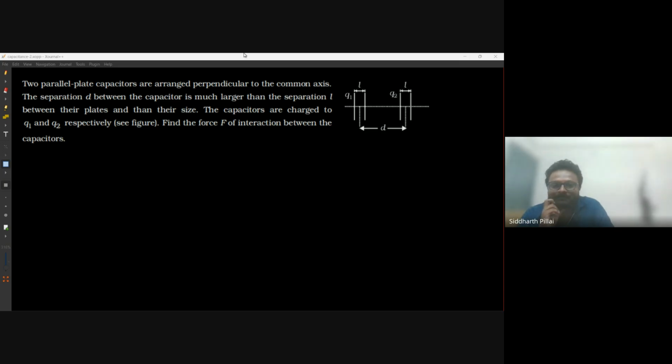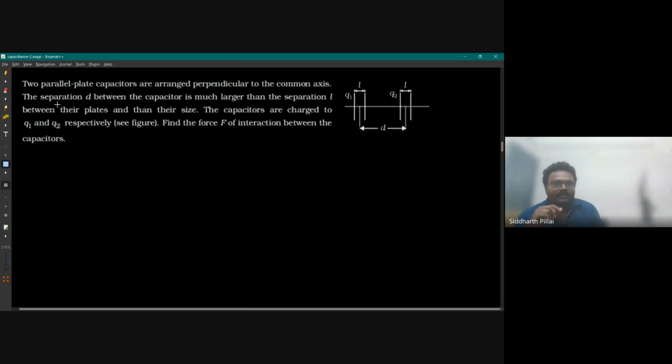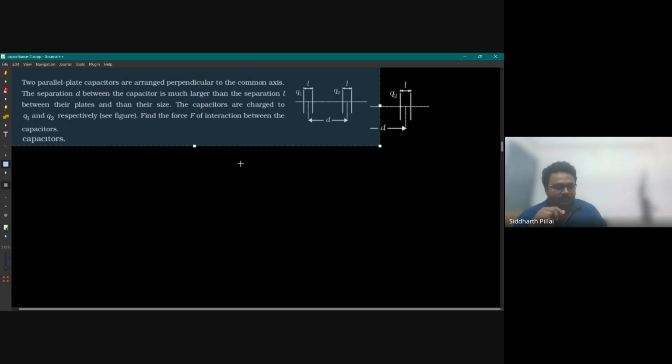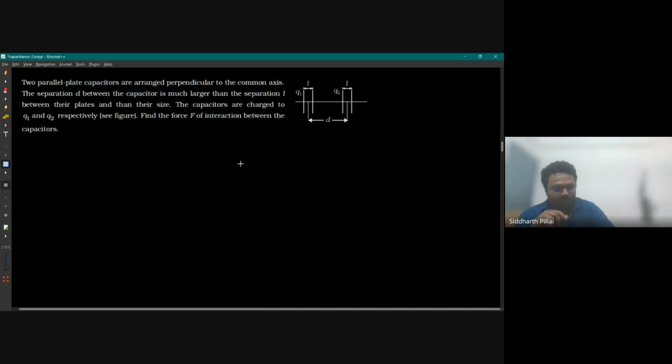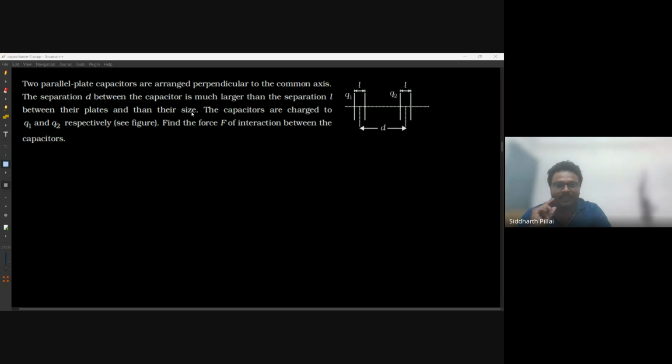Right, do we have anything? So the key word here is that L is much smaller than D, and the plates, it's given, right? This separation D is much greater than their size, right? So the area of the plates or the dimensions of the plates is also much smaller compared to the separation between the capacitors. So that is a key term there.